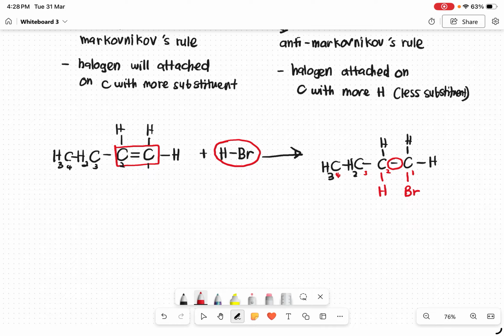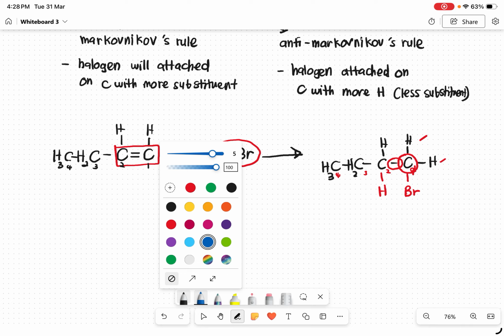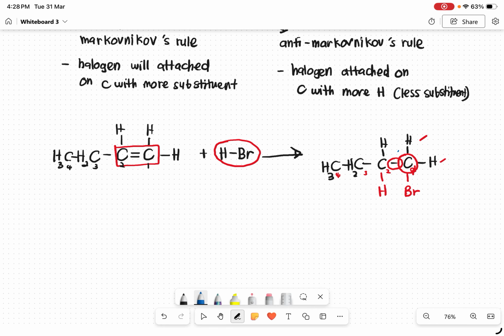Now we look at the position of the alpha carbon. Alpha carbon means the one attached directly to the halogen. So this is the alpha carbon now. How many substituents does the alpha carbon have? It has 2 hydrogens attached, only one substituent. Which one is the substituent? All of this is considered as substituent for the alpha carbon. So only one substituent, so we label it first.